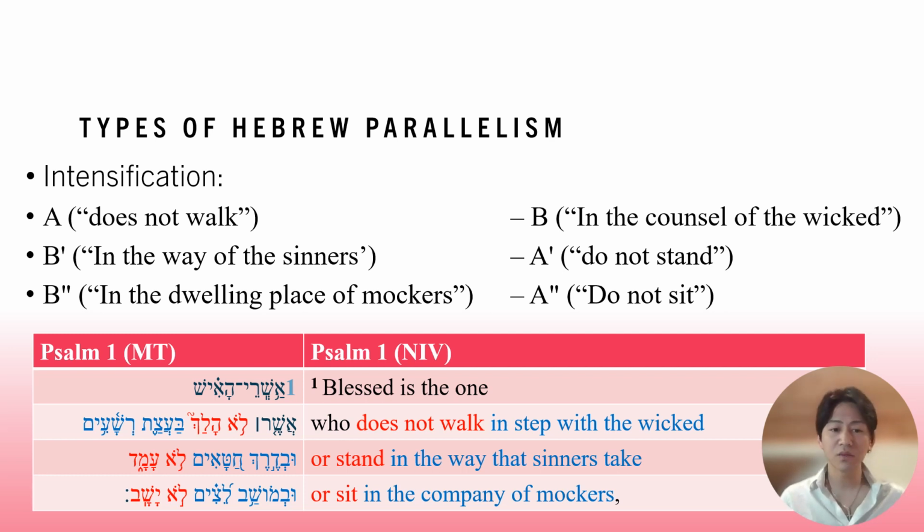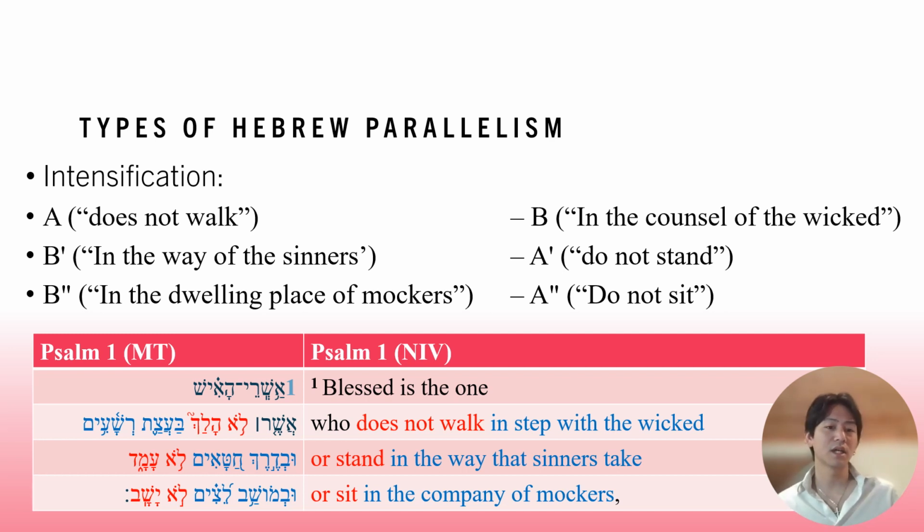Here's an example of maybe intensification from Psalm chapter 1. We read, "Blessed is the one who does not walk in step with the wicked, or stand in the way that sinners take, or sit in the company of mockers." We'll actually find out that the NIV translation doesn't really reflect the Hebrew sequencing here. It is an A-B, B apostrophe, A apostrophe, followed by B double apostrophe and A double apostrophe. Remember, these alphabetical letters show what words correspond with one another.